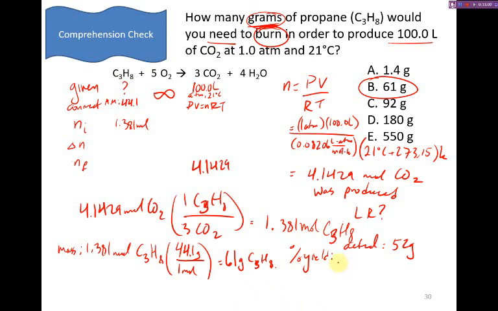Welcome back. So percent yield is equal to the actual yield over the theoretical yield times 100%, which means then that that's 52 grams over the theoretical, which was 61 grams, times 100%, and that would be equal to 85% yield.